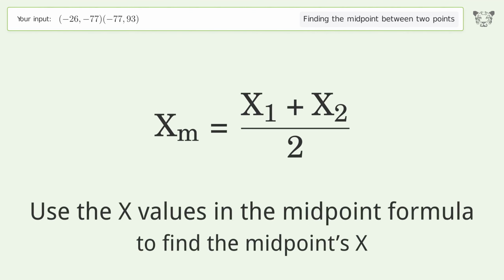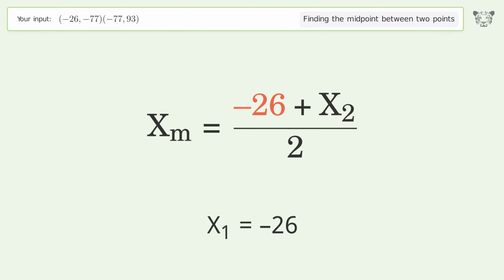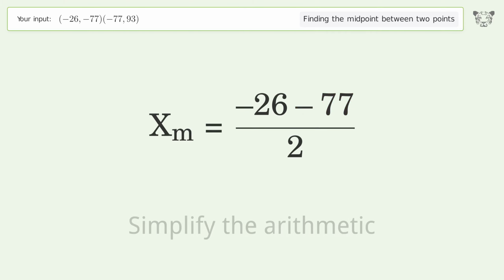Use the x values in the midpoint formula to find the midpoint's x. x1 equals negative 26. x2 equals negative 77. Simplify the arithmetic.